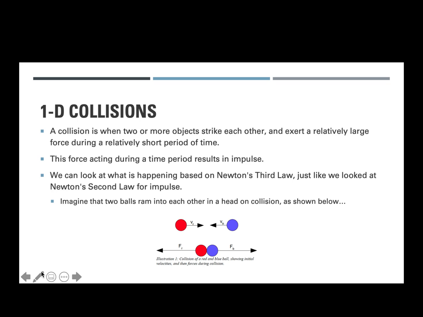Now, let's, for the sake of argument, define collisions. A collision is when two or more objects strike each other and exert a relatively large force over a relatively short period of time. A car crash, if you will. So this force results in an impulse.